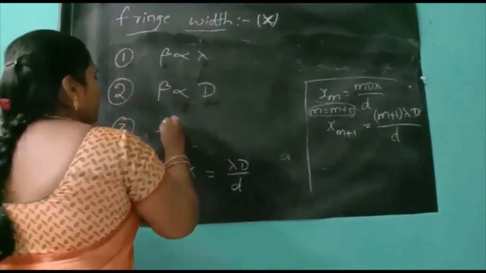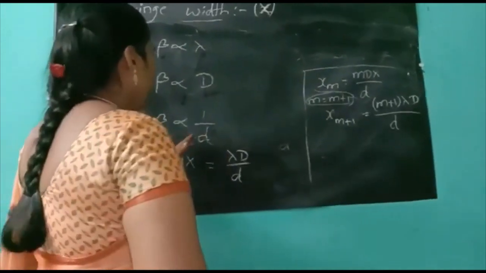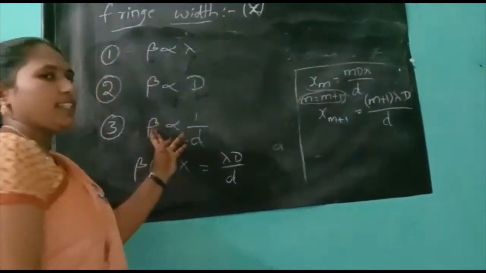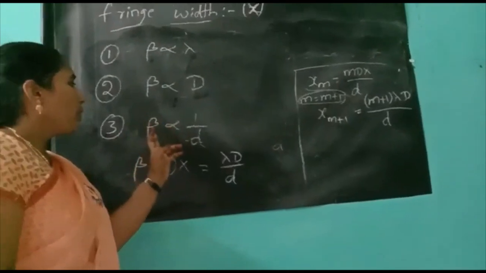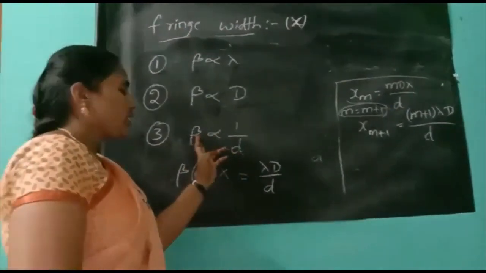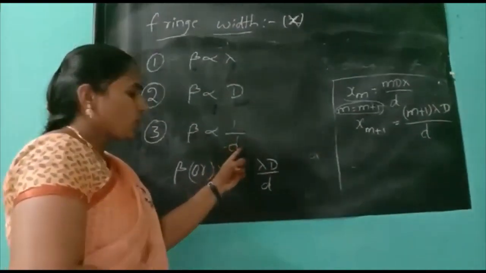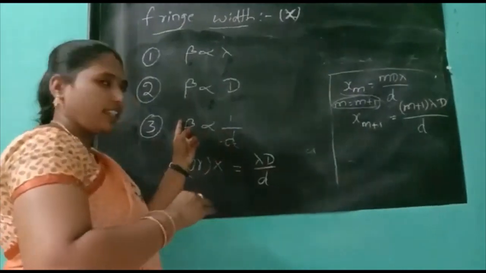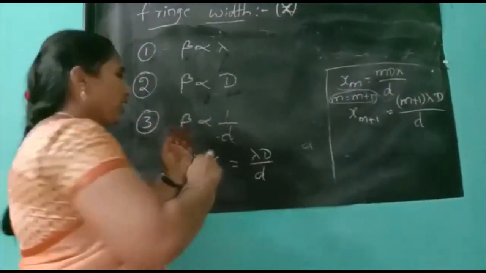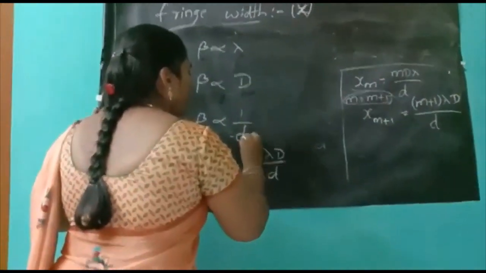Case 3, beta is inversely proportional to slit distance, beta proportional to 1 by d. Here the slit distance value is low, beta value is high. Slit distance value is high, beta value is low. They are inversely proportional to the distance between the slits.